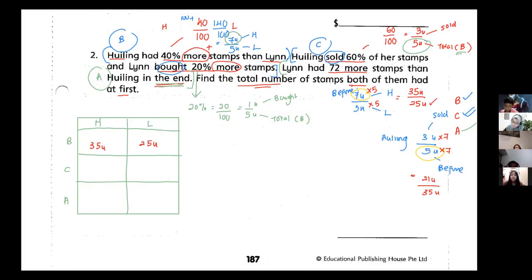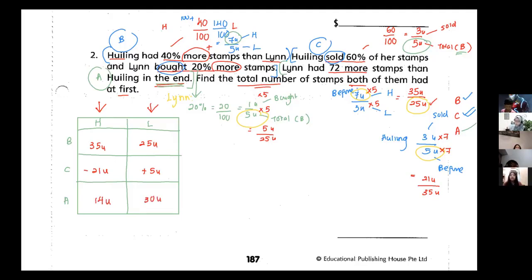Now this is Lin before, and this is also talking about Lin. Are they talking about the same thing? No, so you have to make them the same. I must change this 5 to become 25, so times 5 gives 5 over 25 units. Now they are the same. So Lin bought 5 units and Hui Ling sold 21 units. Going down the column, Hui Ling 35 minus 21 is 14 units. Lin 25 plus 5 is 30 units.